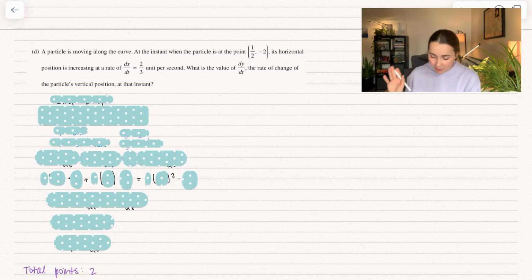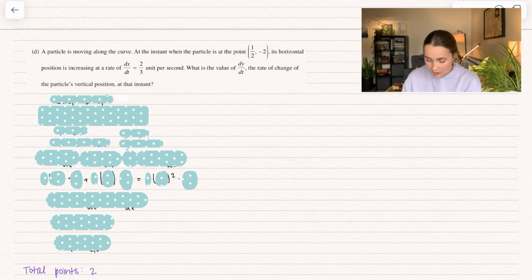Okay, finally, you're on your last problem. You're not crying yet, which is great, right? We have a particle moving along a curve. At the instant when the particle is at the point 1/2, negative 2, its horizontal position is increasing at a rate of dx/dt equal to 2/3 unit per second. What is the value of dy/dt, the rate of change of the particle's vertical position at that instant?